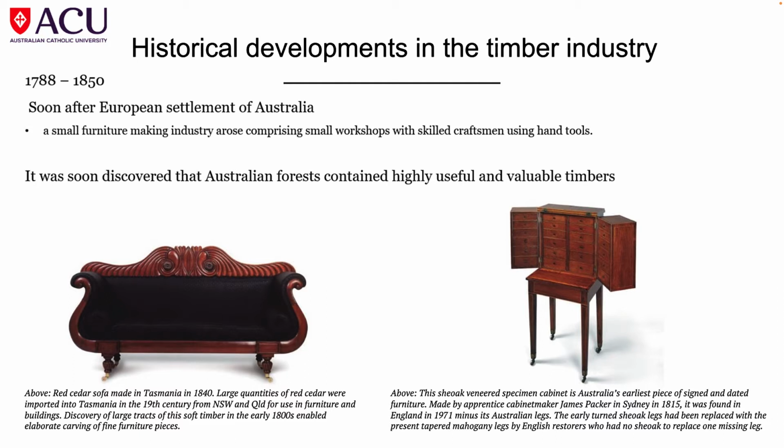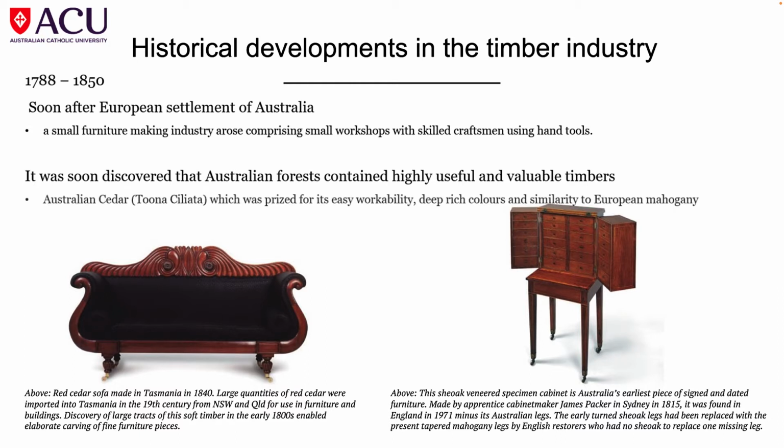Now this one was probably made for somebody here in Australia, but it did get shipped back to England, and it was found back there. So there are some examples of very early Australian furniture. And so the very valuable material that they found was Australian cedar, which is Toona ciliata.